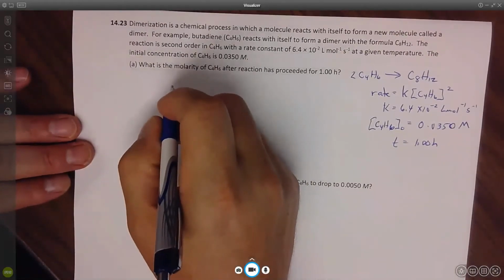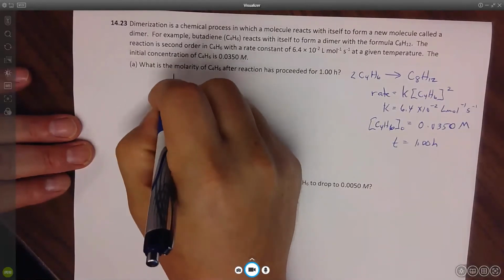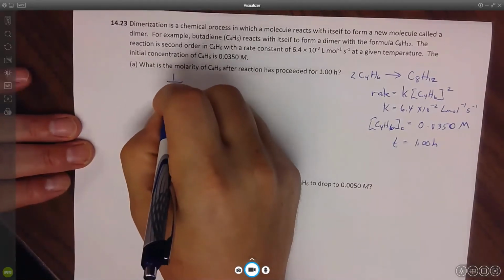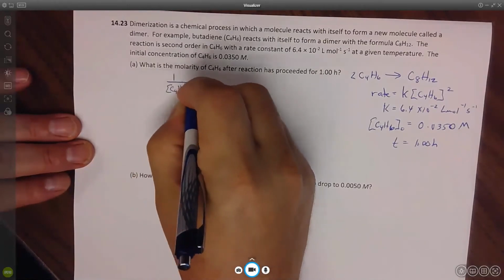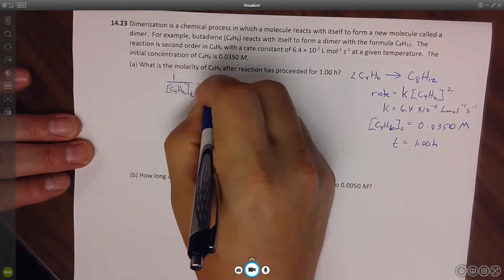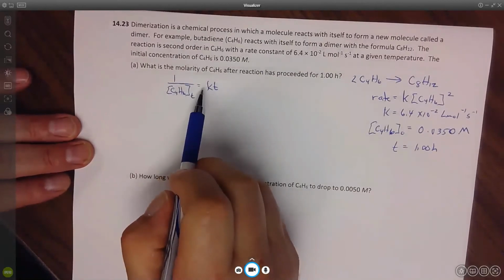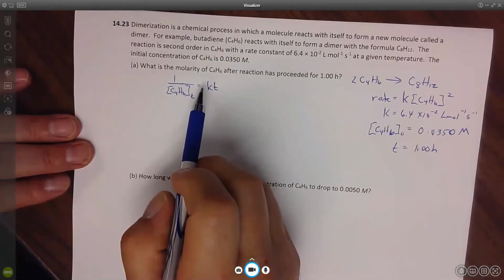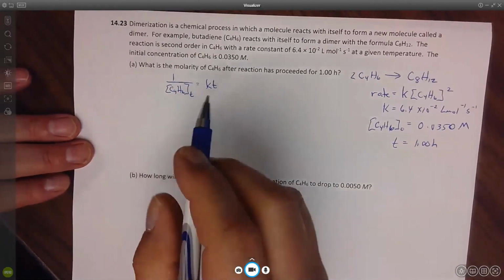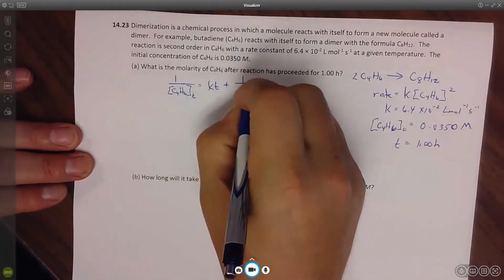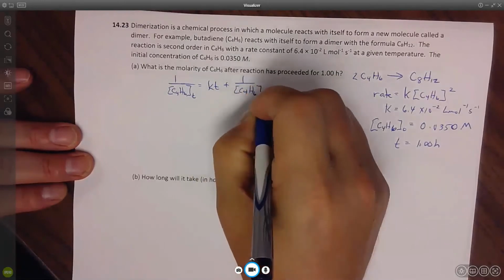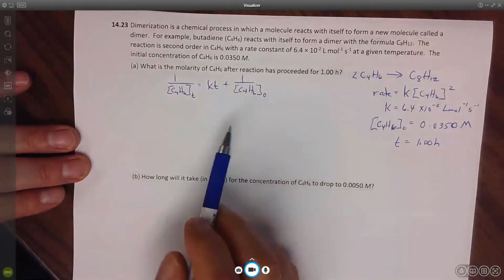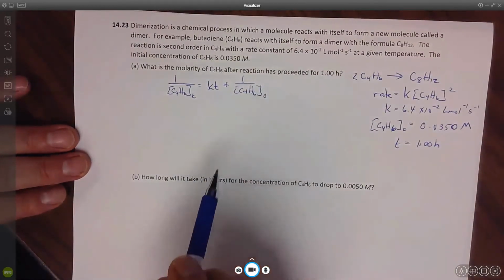It would be 1 over the concentration of A at time T equals kT plus 1 over the initial concentration of A. And no negative in front of the second order. There is a negative in front of the first and the zero, but not the second. Right, so instead of writing A's, we could actually write the actual chemical formula into it.